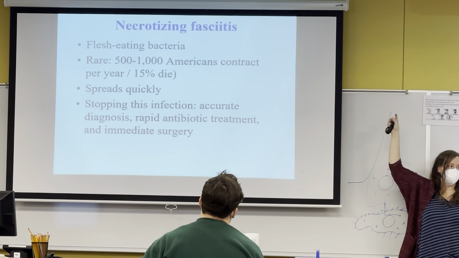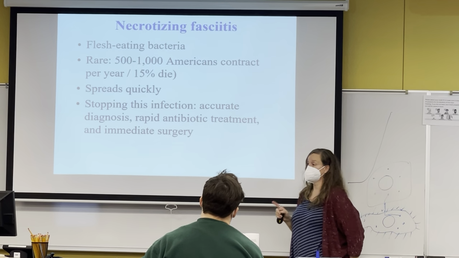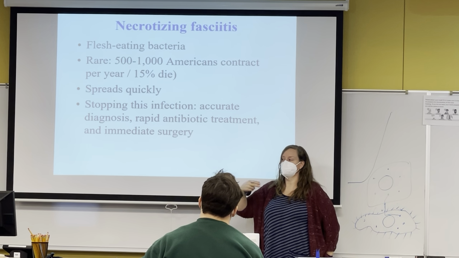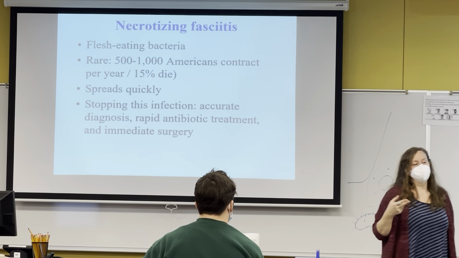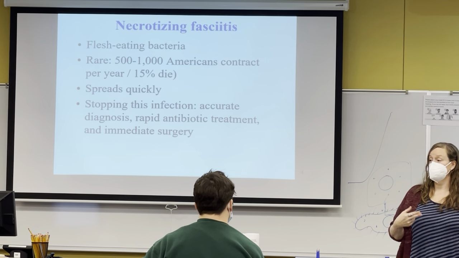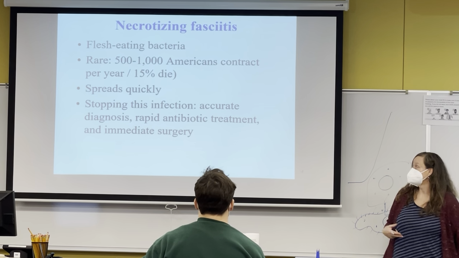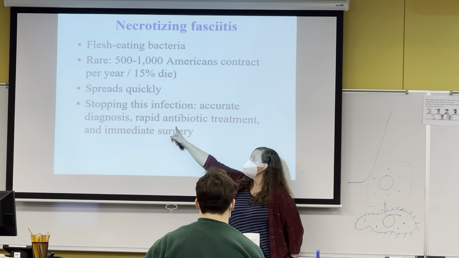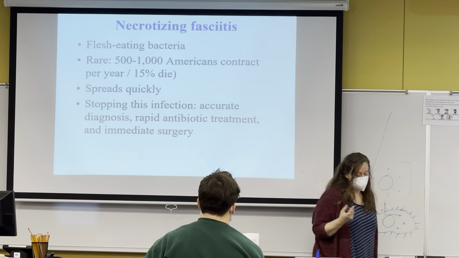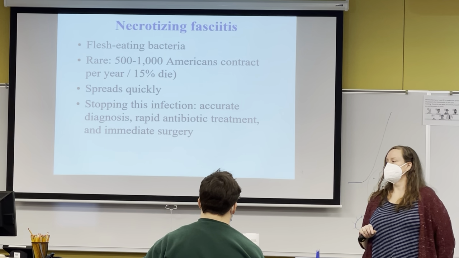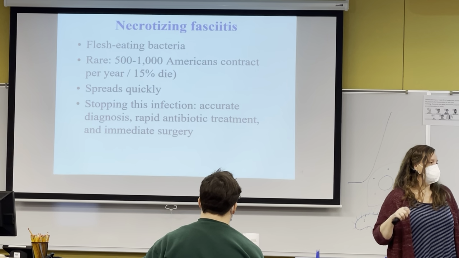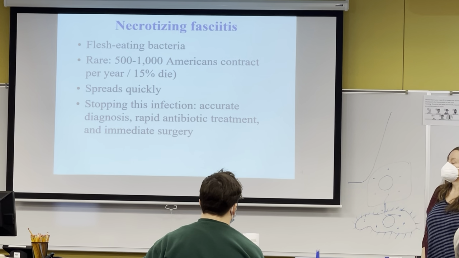exponential growth real quick, but if it is caught quickly, meaning that there is an accurate diagnosis, which is getting to be a lot more common, there's a lot more education for medical professionals now about what necrotizing fasciitis looks like. So people are catching it more quickly these days than they have in the past. So that accurate diagnosis is really important. With a rapid broad spectrum antibiotic treatment, depending on how bad it is, you might need immediate surgery, and a lot of times it's just getting in there and using a tool to fry the tissues that are infected or removing them.